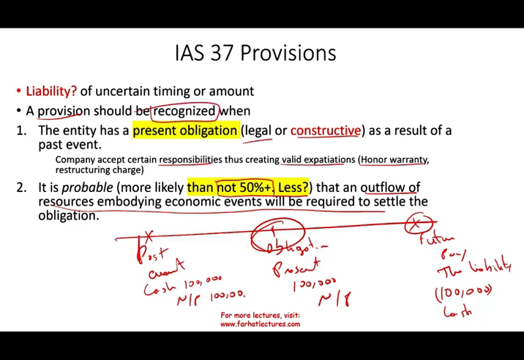Recognized means recorded. So first you have to have an obligation, okay, either constructive or legal. The probability of you paying has to be just more than 50%. Now, US GAAP is a little bit different. They want basically a higher probability.